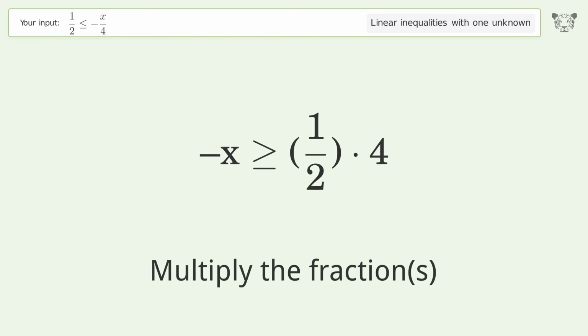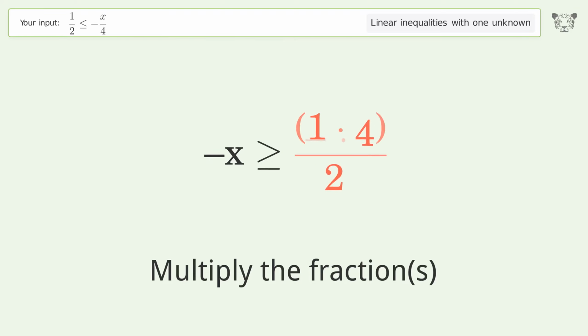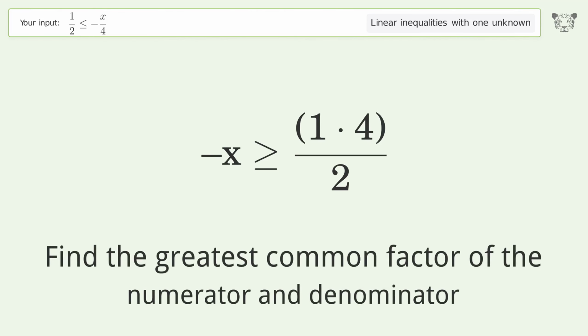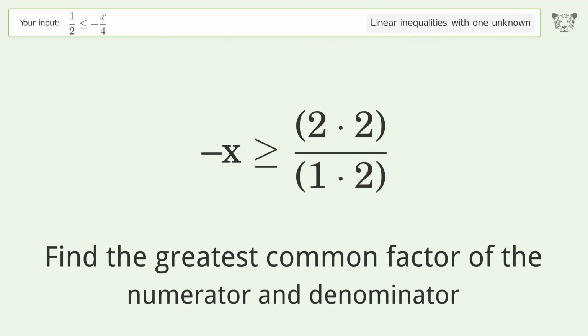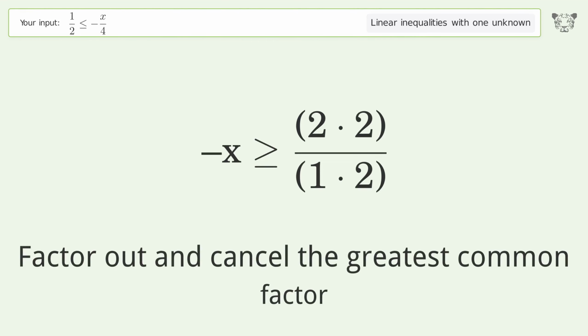Multiply the fractions. Find the greatest common factor of the numerator and denominator. Factor out and cancel the greatest common factor.